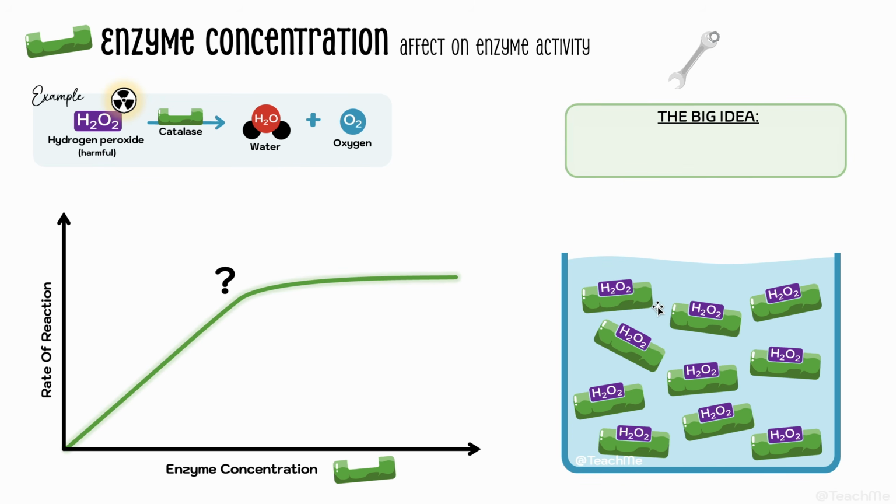Say we have a ton of these enzymes. We have so many enzymes that all of our reactants are being occupied, are being bound to by the enzyme. If we go ahead and add any more enzymes, that is pointless. There is no more substrate to act on. So even though we're adding more enzymes, we cannot increase the rate of reaction because all of these substrates are already being acted on by the enzymes in the solution.